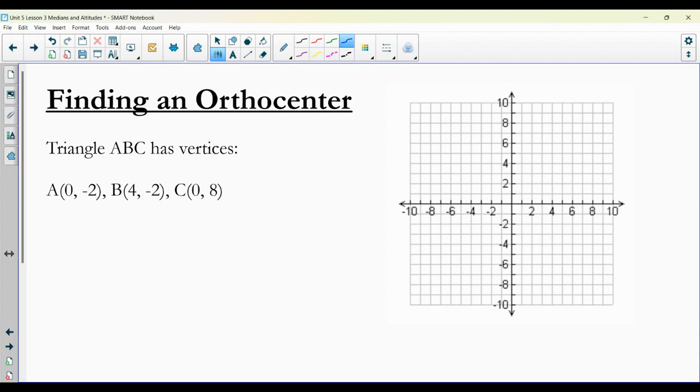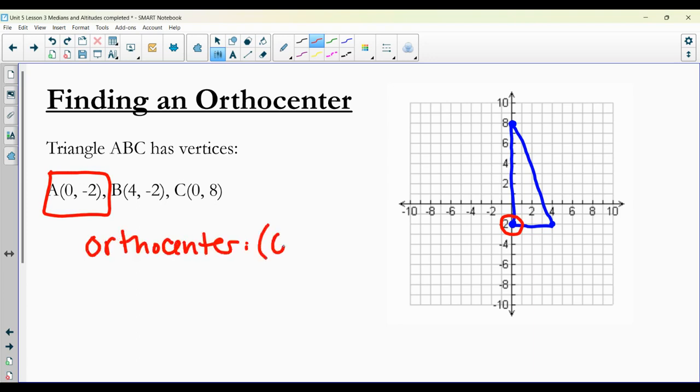And from the last slide, we said that the orthocenter is the right angle, or the vertex that has the right angle. So we have 0, -2. We have 4, -2. And we have 0, 8. So we're looking at this kind of a triangle. Again, the orthocenter specifically is the right angle of the triangle. So this right here is the right angle of the triangle, which is associated with A. So that means the orthocenter is at 0, -2.